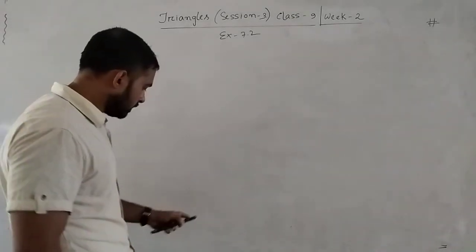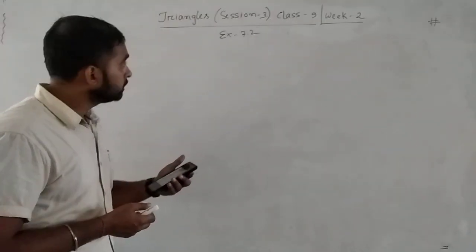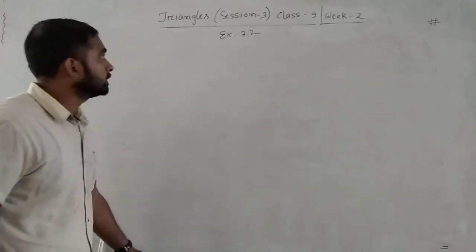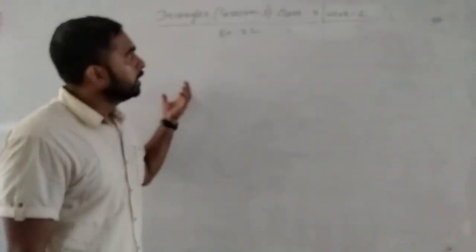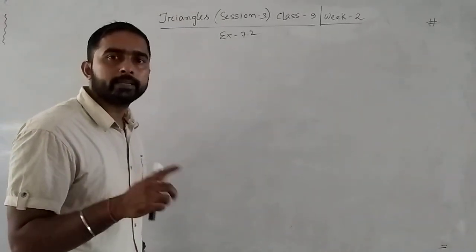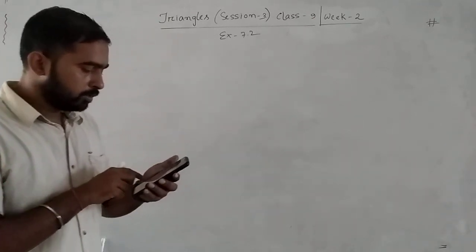So good morning everyone. Now this is the third class of the lesson Triangle. In the previous class we finished the question exercise 7.1. I skipped only one question, that is question number 7, and that is as homework, because question number 7 and question number 6 both are identical, same. Now next, exercise 7.2.